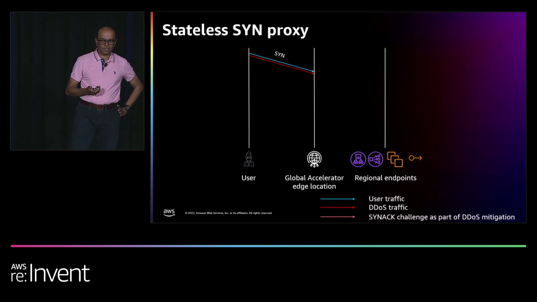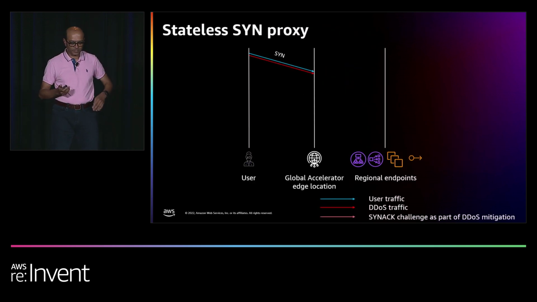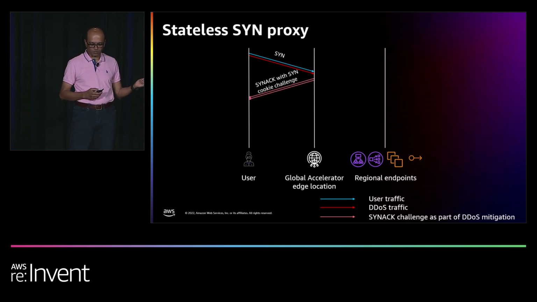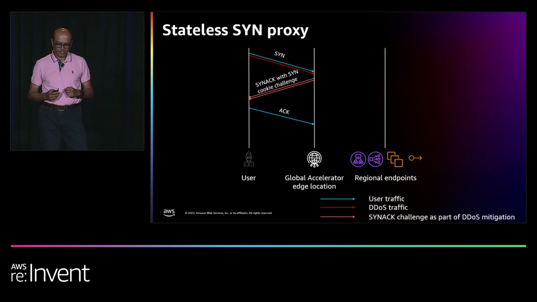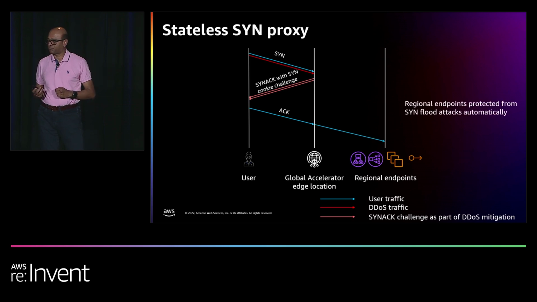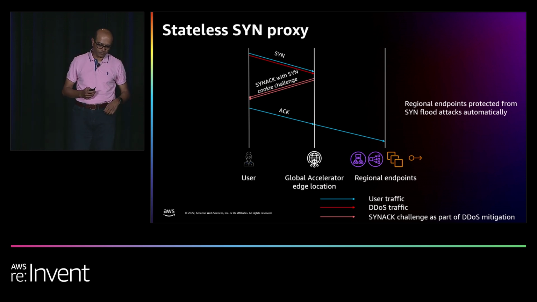So when you look at SYN flood protection, that's done using a mechanism called SYN proxy, which is a stateless SYN proxy implemented as part of the service. When a SYN flood is detected, Global Accelerator responds with a SYN cookie challenge as part of the SYN ACK response. Legitimate clients would respond to the SYN cookie challenge, and Global Accelerator only forwards the fully validated connections over to the regional endpoints. So effectively, your regional endpoints are protected from SYN flood attacks automatically.